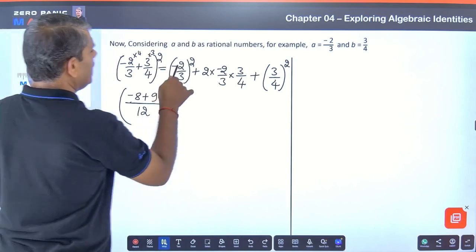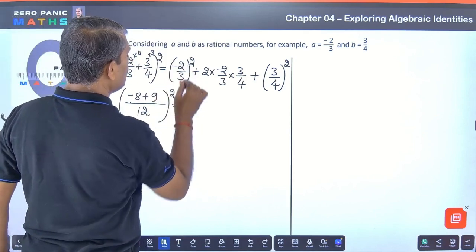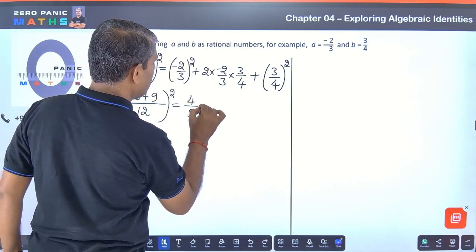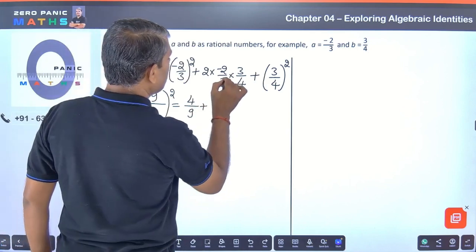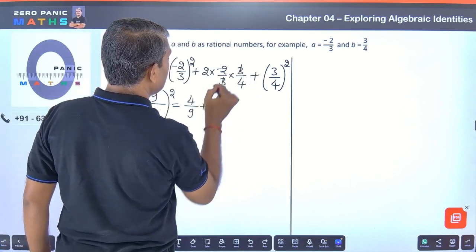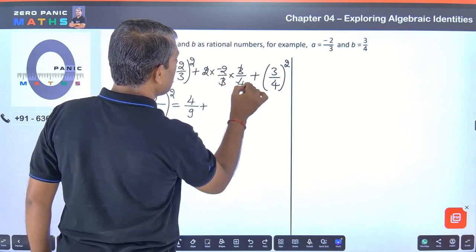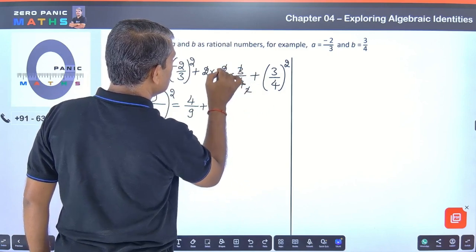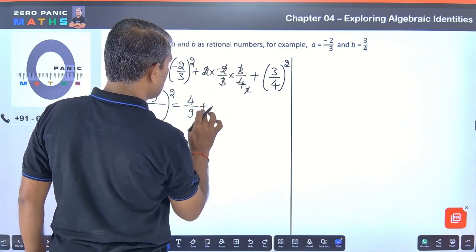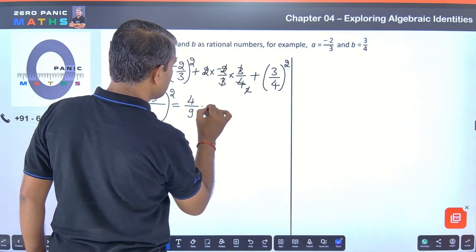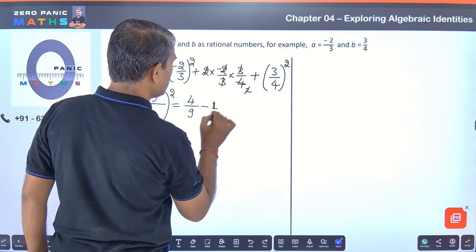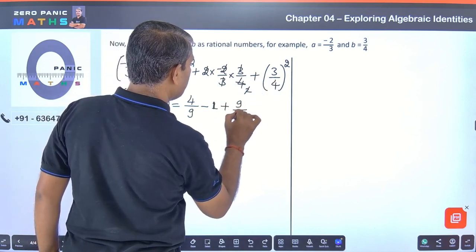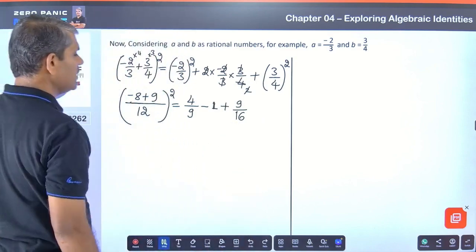Here it is (-2) whole square, that is 4, divided by 3 square, that is 9, plus, now you can cancel this 3 and this 3. Here also it is 2 1s are 2, 2 2s are 4, and you can cancel this 2 and this 2. What remains here is -1. So I'll just write this as -1 here. Okay. Now it is 3 square, which is 9, divided by 4 square, that is 16.